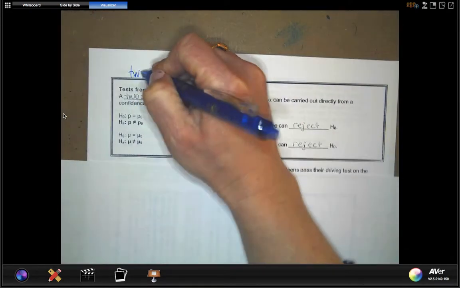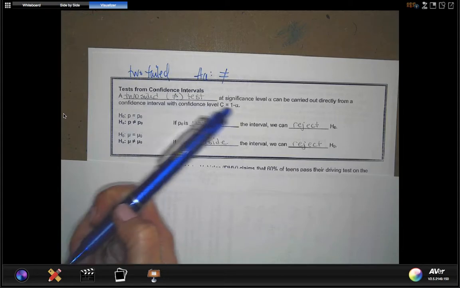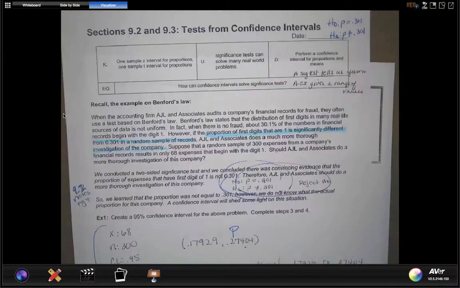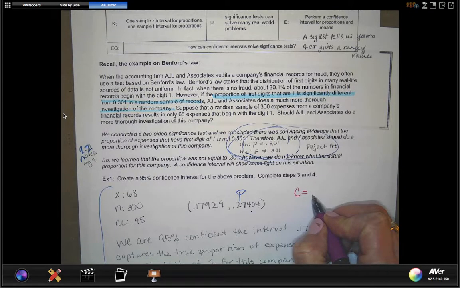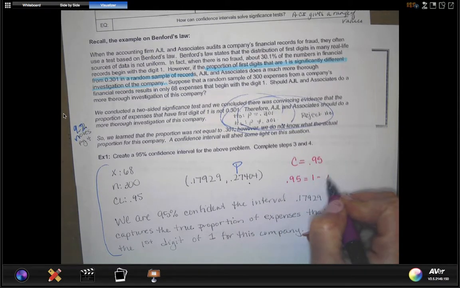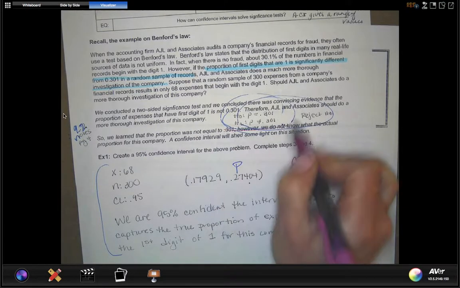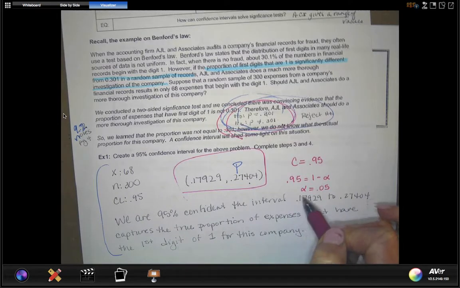So basically here, a two-sided, remember two-sided could also be called two-tailed, so that's your not equal. That's when your HA has the not equal to it. So a two-sided test at a significance level alpha can be carried out directly from a confidence interval with the confidence level 1 minus alpha. So back on this problem right here, I had a confidence level of 0.95. There's this relationship right here. So that would make my alpha 0.05. So I can carry out this test from this interval at the 0.05 level.